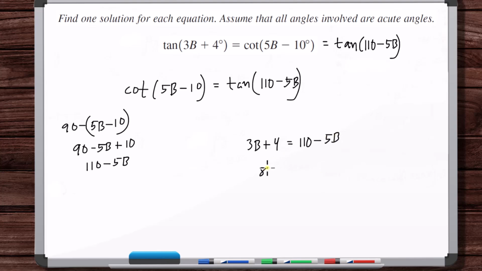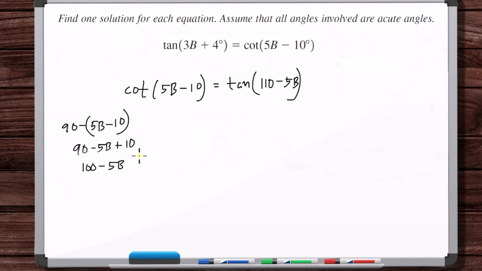Add 5b to both sides. 8b, subtract 4 from both sides. Divide both sides by 8. So 106 divided by 8. Let's see, do that? Oh, no, I see. 90 plus 10 is 100, not 110. So 100 minus 5b.